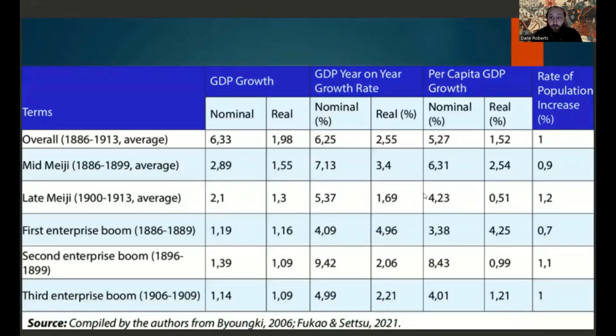which in itself led to an overall growth of Japan's GDP. There were several enterprise booms, and then you had the mid Meiji, which had the highest nominal, et cetera, et cetera. And you can see based off of this graph that industry grew very quickly, and so did the economy. And it also grew generally in conjunction with population increases, with the highest being in the late Meiji and the second enterprise boom here.